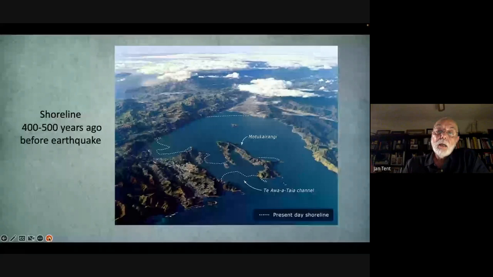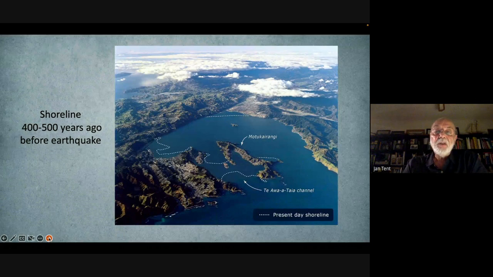This shows that the Maori, who settled in New Zealand some 900,000 years ago, were present at the time of the earthquake and had given the island in the middle of the bay that name, although it no longer is an island.